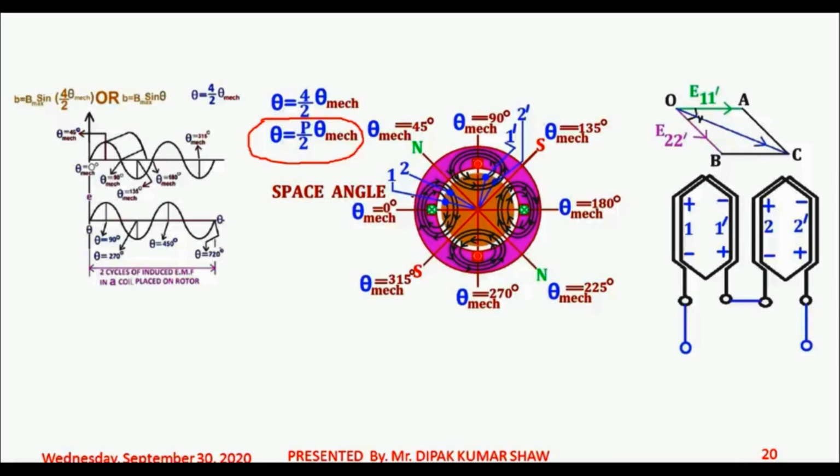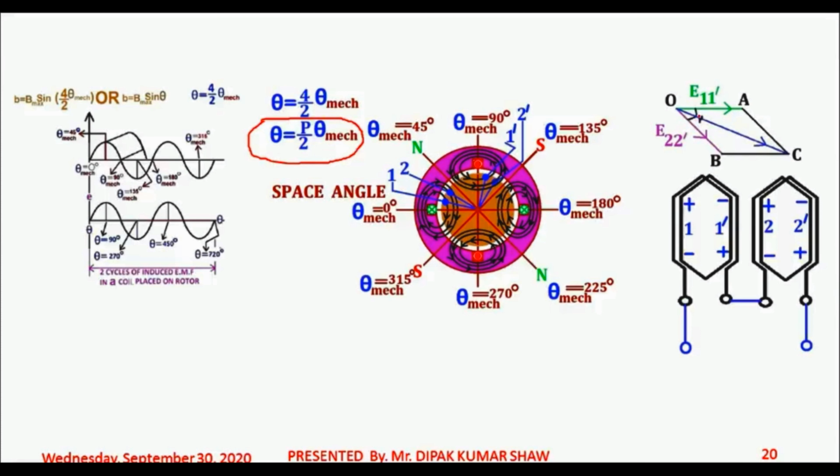The span between coil side 1 and 1 dash is 90 degree. Likewise, the span between coil side 2 and 2 dash is again 90 degree. Now, in this particular case, we should think one point very clearly: the angle between the line which is passing through the center of slot 1 and the center of slot 2 is not gamma, it's actually gamma by 2, because it's a 4 pole machine. So for a 4 pole machine, this relationship is valid, theta equals P by 2 theta mechanical.